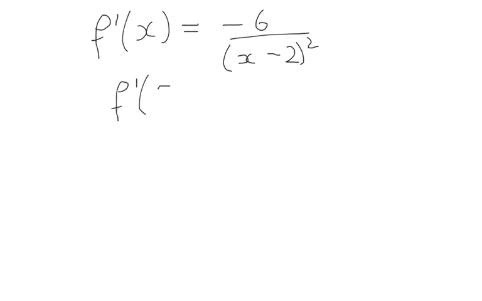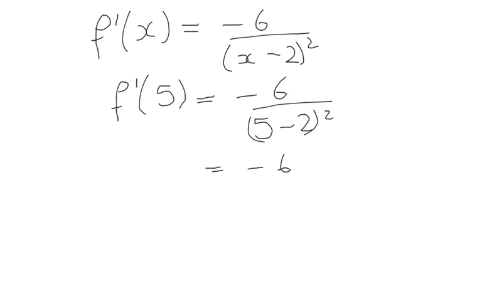F dashed of x is negative 6 over bracket x subtract 2 all squared. So f dashed of 5 equals negative 6 over 5 subtract 2 all squared, negative 6 over 3 squared, negative 6 over 9, which is negative 2/3.